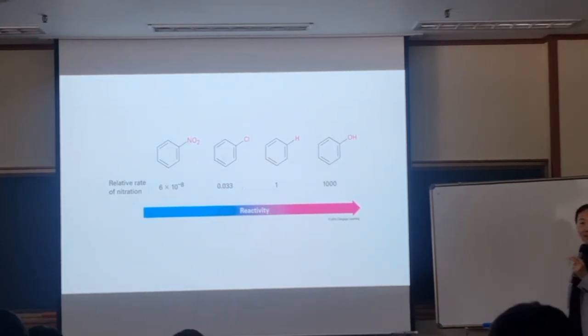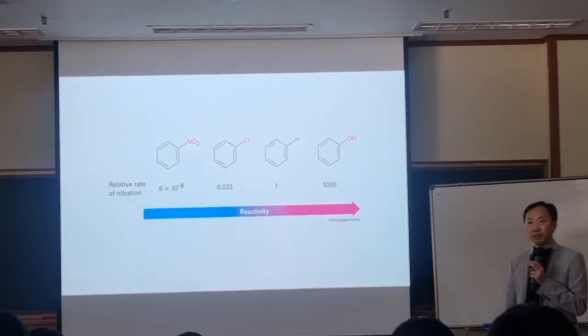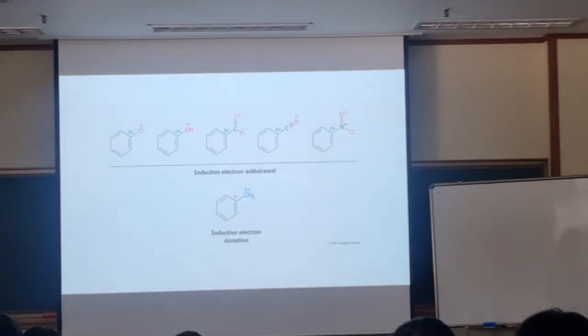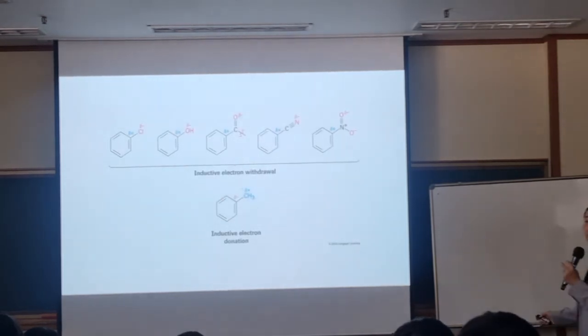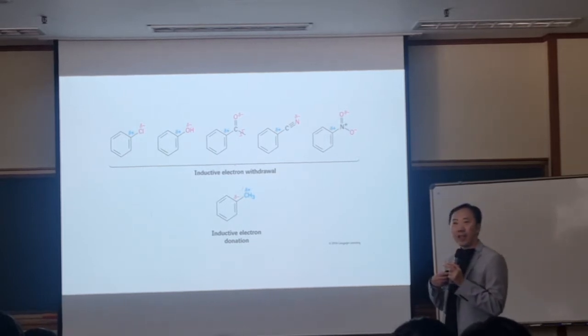10 to the minus 8, 10만배, 1000만배, 1억배, 6억배. It's a super slowdown. So there are two effects. This is a little confusing in the beginning, but this is important, the important character of electron withdrawing and donating effects.